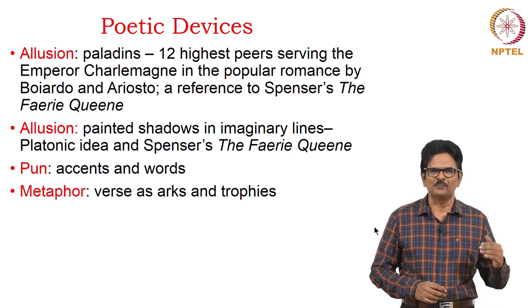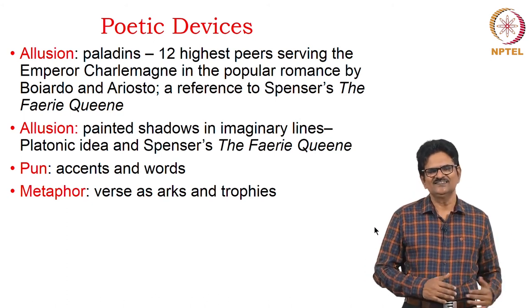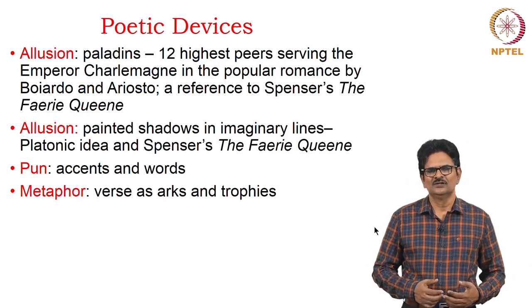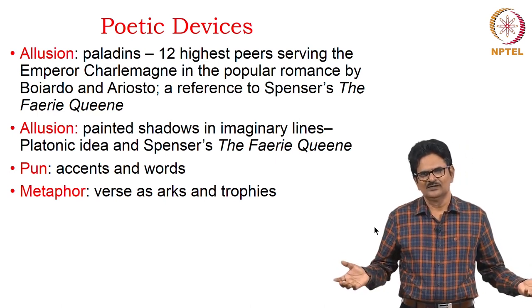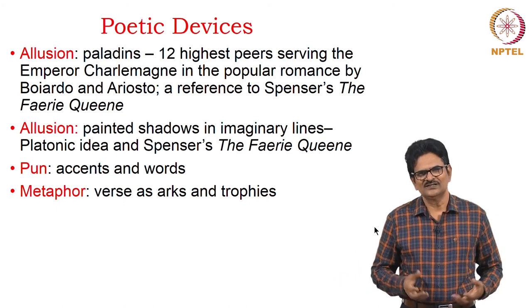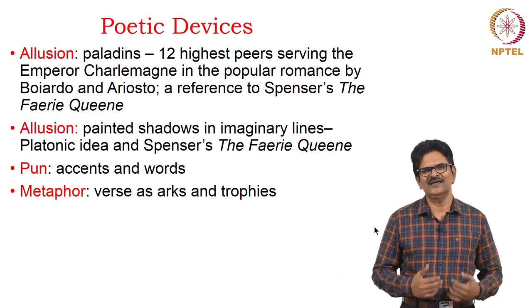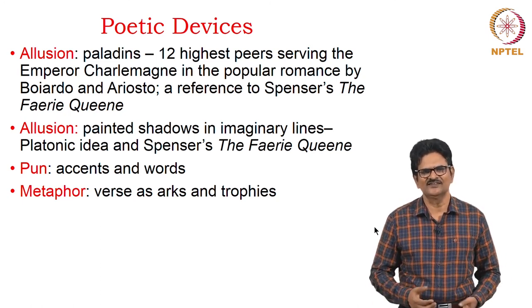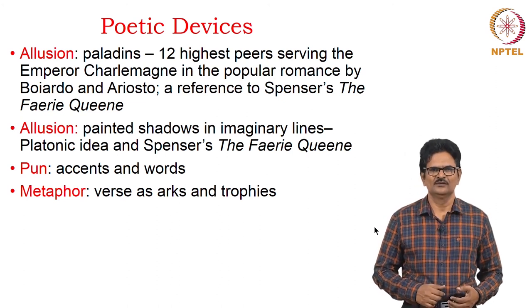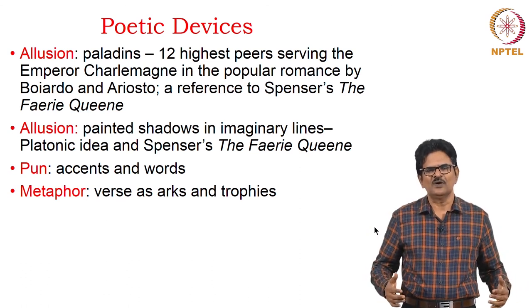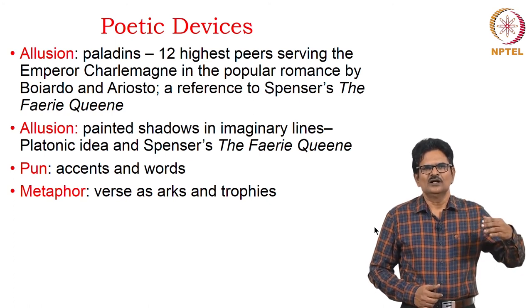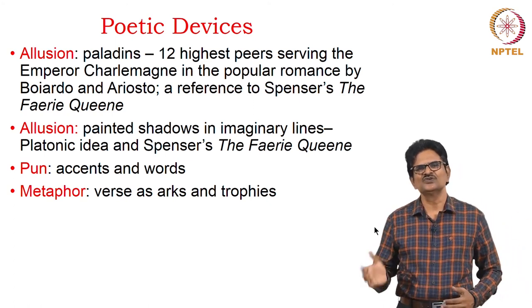We also have a pun in accents and words, aged accents, old ones, we have to renew them, untimely words. We poets played with such words and accents, and Daniel wants to come out with new kinds of words, new kinds of accents in his poetry. There is also a metaphor that is dominant in the form of a personification of words, and also words as arcs and trophies.